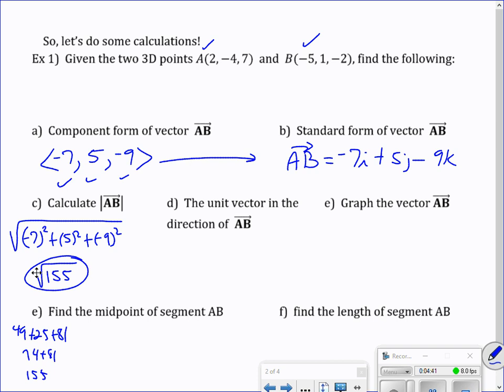All right, letter D says a unit vector in the direction of AB. So remember, with a unit vector, you keep the original vector, -7, 5, -9, but then you divide it by its own magnitude. So divided by radical 155.